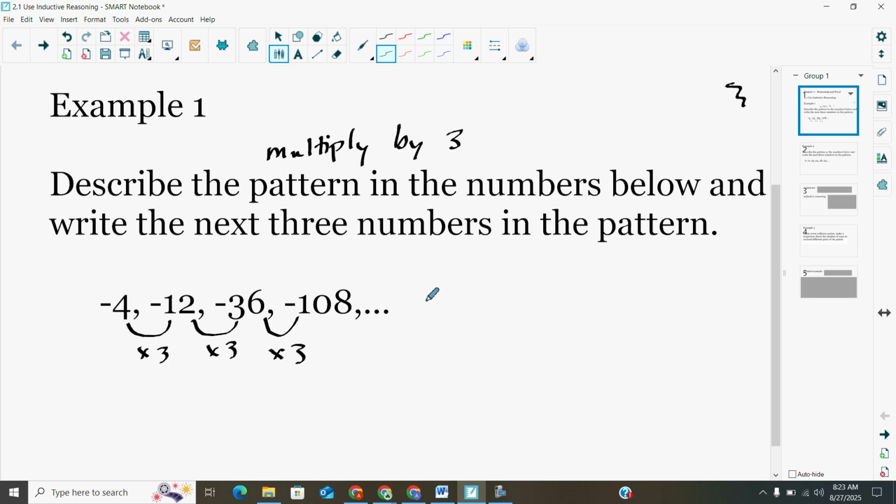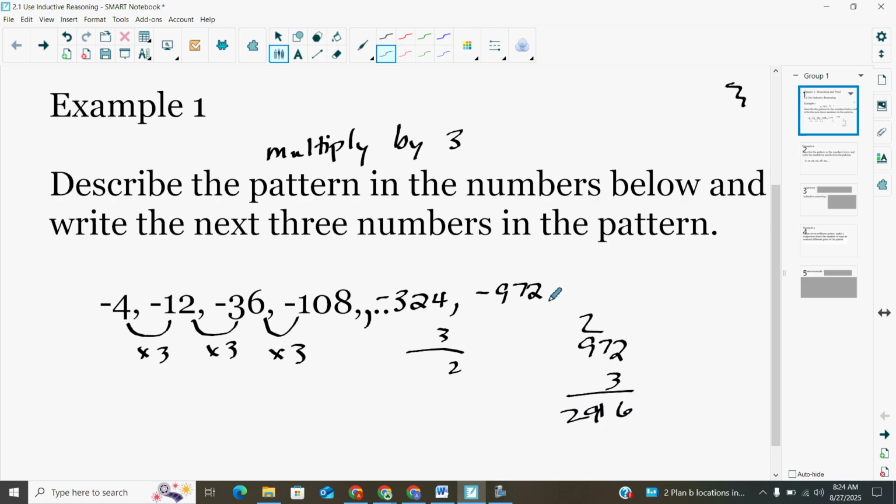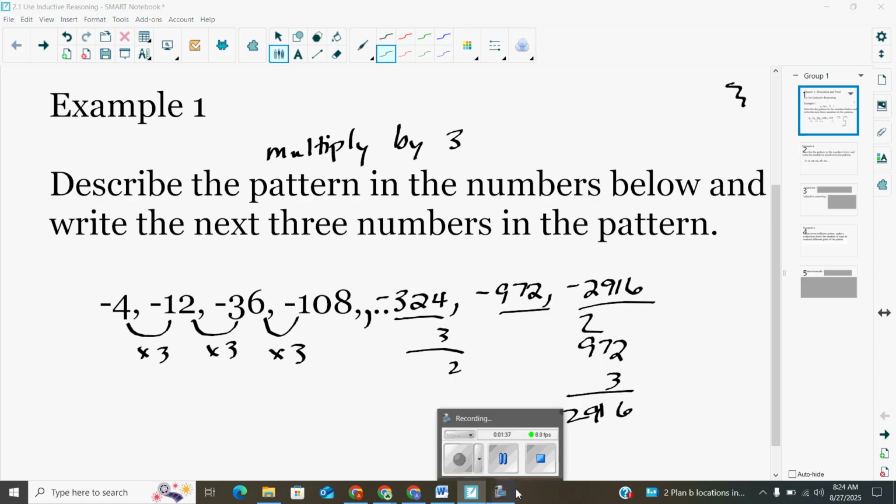And write the next three numbers in the pattern. So -108 times 3 is -324. Times 3 is what? -972, I think. Yeah. And -972 times 3 is -2916. So easy enough. Sometimes the patterns are very basic. Just adding a number over and over again, subtracting it, maybe multiplying, maybe dividing.